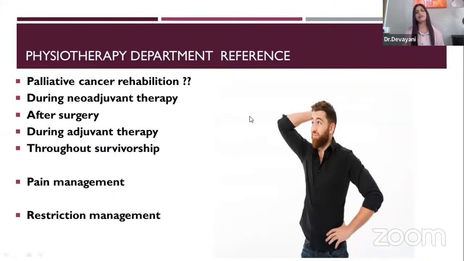Another department referral is palliative cancer rehabilitation. Now, what is palliative cancer care? Palliative cancer care is end of life care. I mean, the cancer is a little bit more widespread, and the patient may not have a huge lifespan, maybe a month, 2 months, 3 months. But now with palliative cancer rehabilitation, the main problem is a lot of pain. Now, in this case, they are at the end of life. A lot of analgesics are given, but yes, we have a role to play in this.